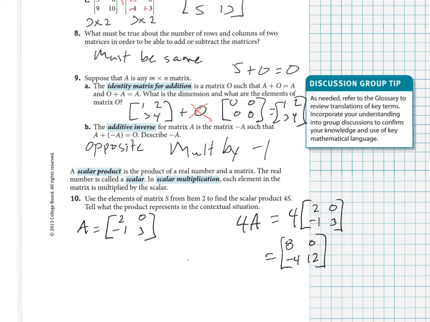Your scalar can be anything. It could be -1. Your scalar could be 1/2. The scalar is not a matrix. The scalar is just a value. You could even have a radical. But we probably won't get anything that crazy just because of the time that we have left.